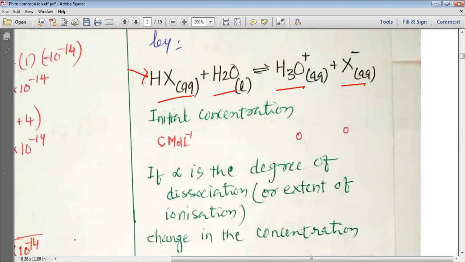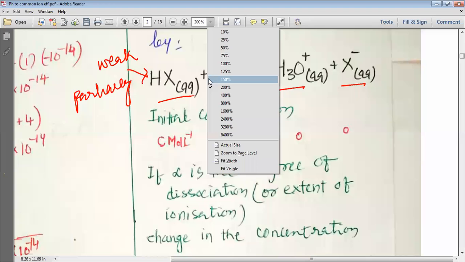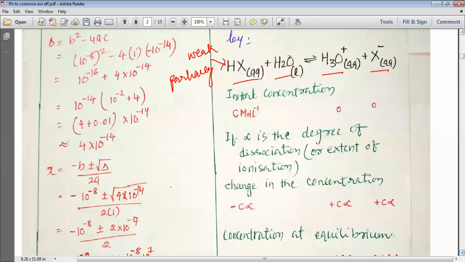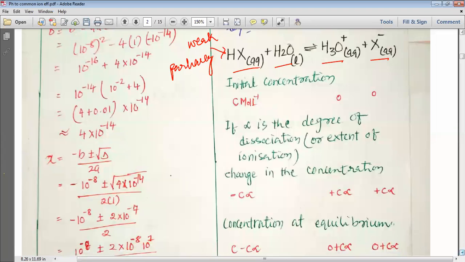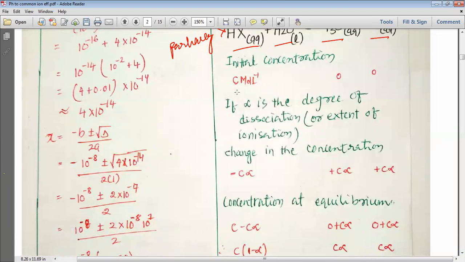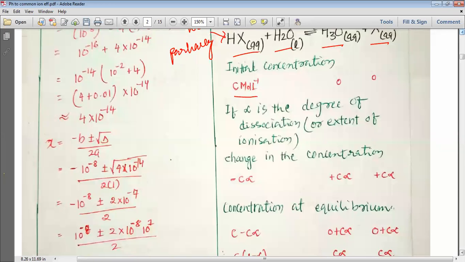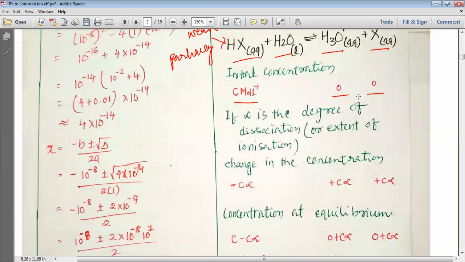Remember, this acid is weak, and that is why it is partially dissociated. It is not completely dissociated, but it is dissociated partially. So now let us understand here. Now what happens? We write this equation and then we understand. Suppose initially there was C mole per liter of HX available. So there was no product initially, so the concentration of H3O⁺ and X⁻ is considered to be 0.